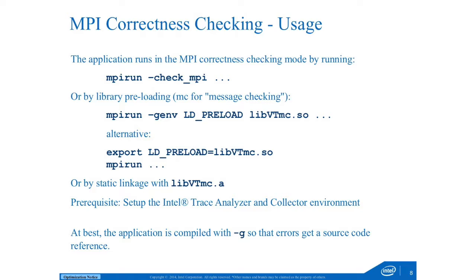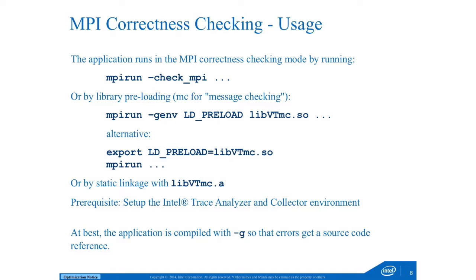This is how to use it. So the -check_mpi option is, of course, only for Intel MPI. It's integrated into mpirun. But nevertheless, what check_mpi does under the hood is to set the environment variable LD_PRELOAD equals libVTmc.so. And you just preload this library, and by the profiling mechanism of MPI, it's preloaded as a wrapper to each MPI function and does the checking.